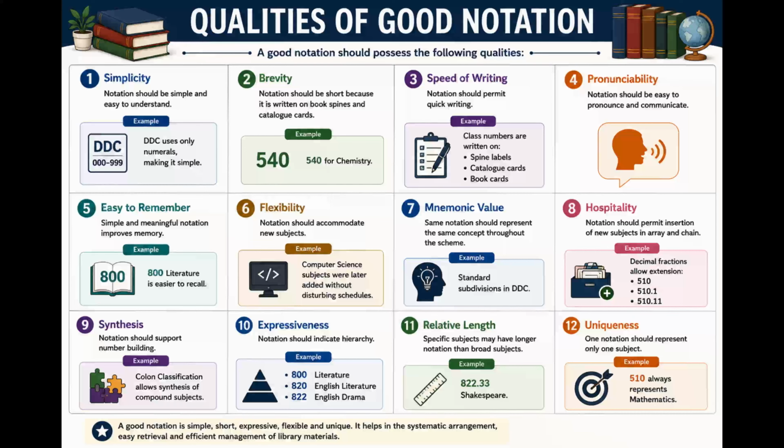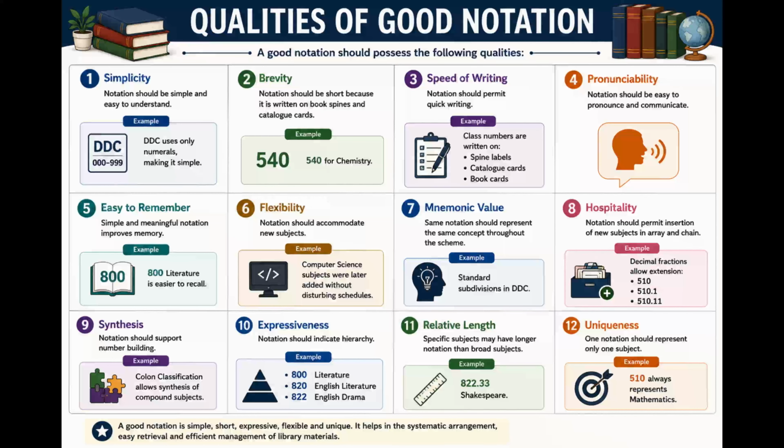The sixth quality is flexibility. Notation should accommodate new subjects. For example, computer science was later inserted into classification schedules without disturbing existing classes. The seventh quality is mnemonic value. The same notation should represent the same concept throughout the scheme. For example, standard subdivisions in DDC. The eighth quality is hospitality. Notation should allow insertion of new subjects in array and chain.